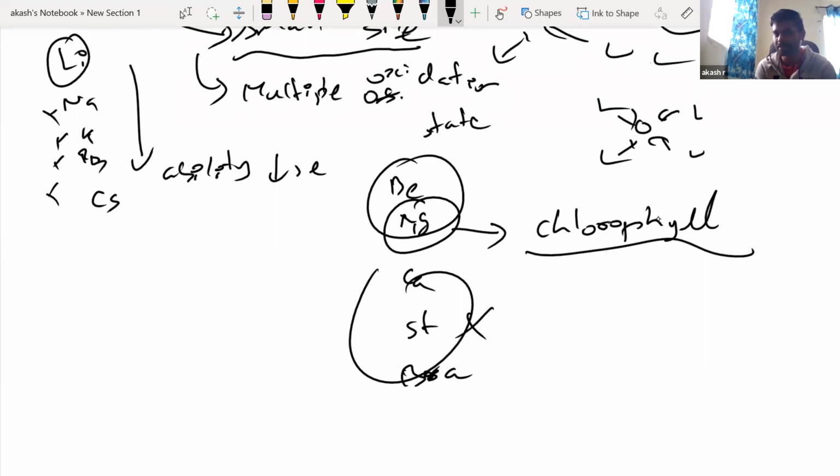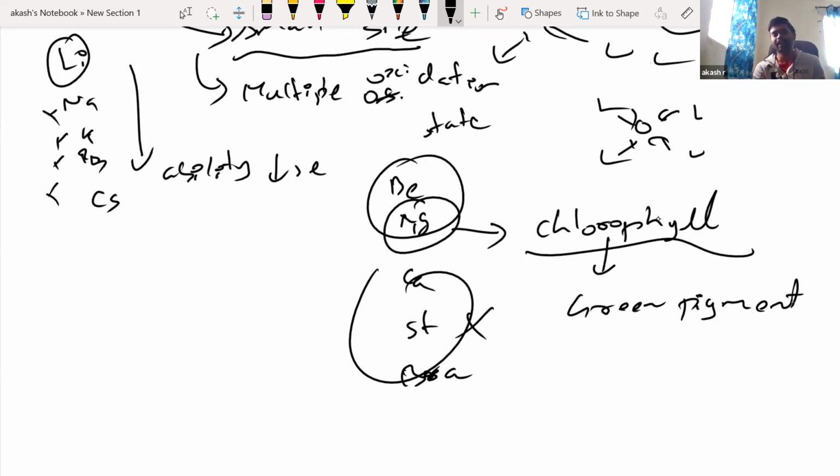What is chlorophyll, people? Where have you seen this chlorophyll? Biology, in plants. Photosynthesis, sir. Okay, in photosynthesis, where exactly? Plant leaf. Okay, fine. In plant leaf, what is chlorophyll? Green pigment. Thank you so much. That's the exact word I need. It's the green pigment.